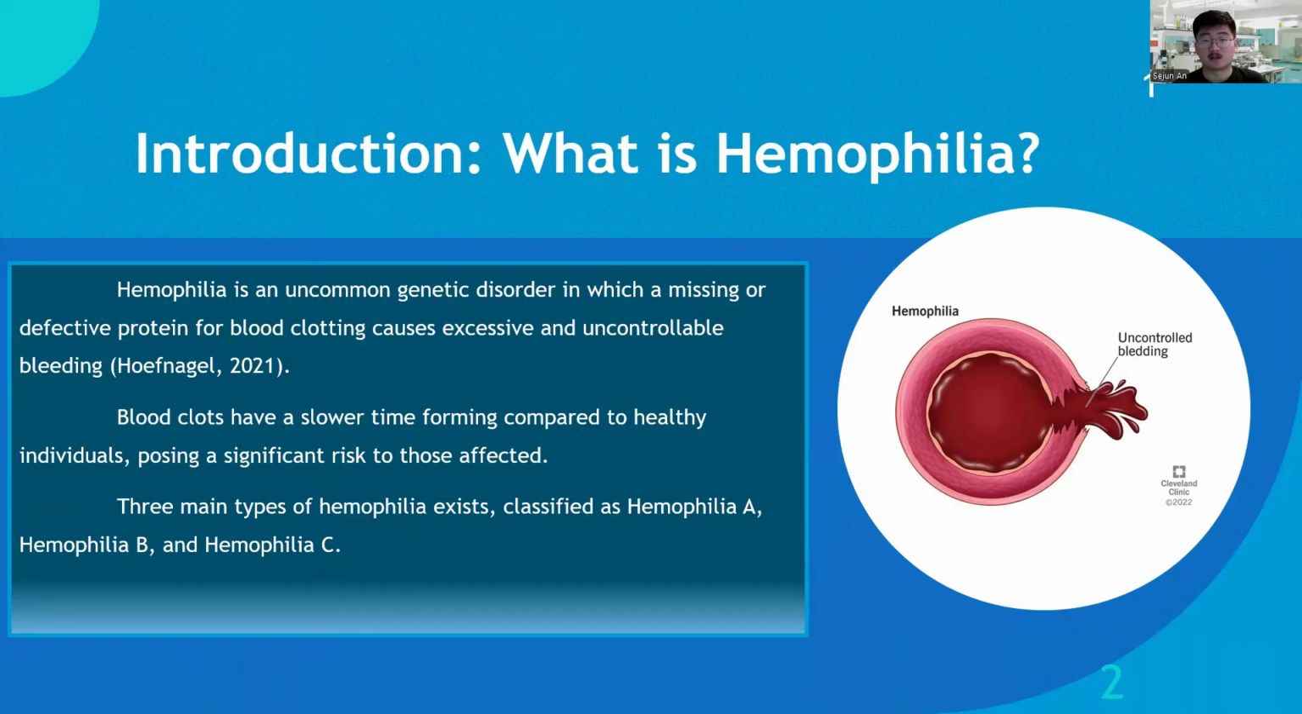Hemophilia is an uncommon genetic disorder that slows down blood clotting due to a missing or defective protein. This can lead to excessive bleeding compared to healthy individuals, posing a significant risk to those affected. It is a permanent condition, and those who have it likely need medical treatment throughout their entire life. There are three main types of hemophilia, classified as hemophilia A, B, and C, with hemophilia A and B being more common.